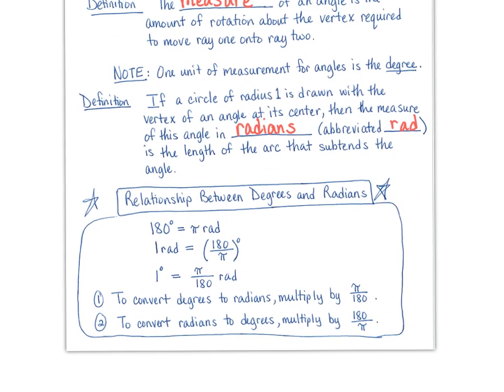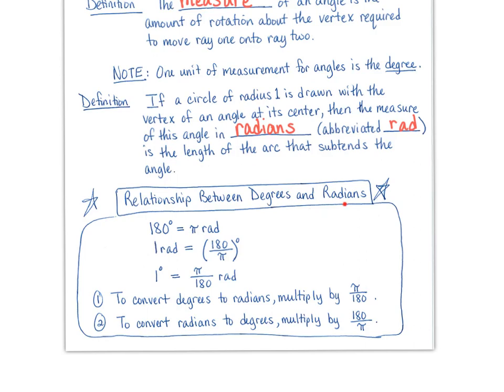The relationship between degrees and radians is as follows. And this is helpful because it tells you how to convert angles of measure from degrees to radians and from radians to degrees. So 180 degrees is the same thing as pi radians. 1 radian is equal to 180 over pi degrees. 1 degree is equal to pi over 180 radians.